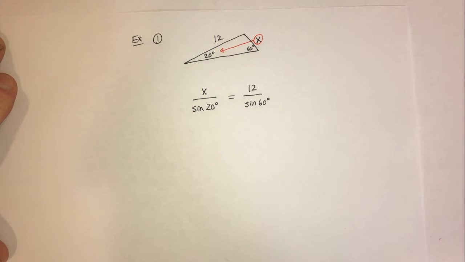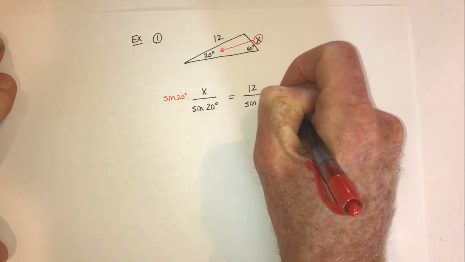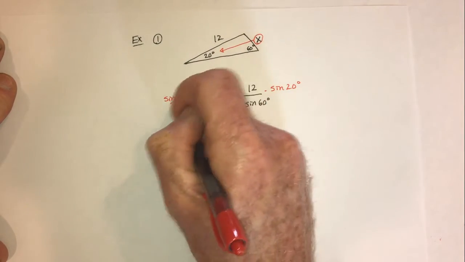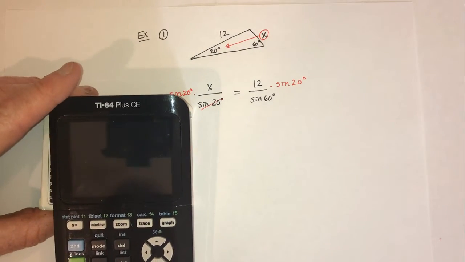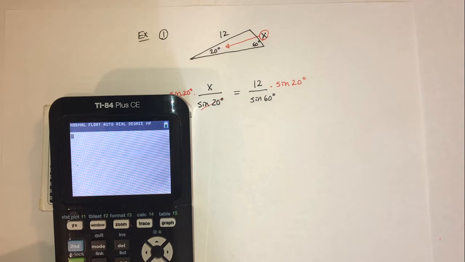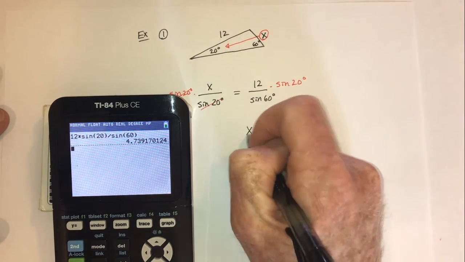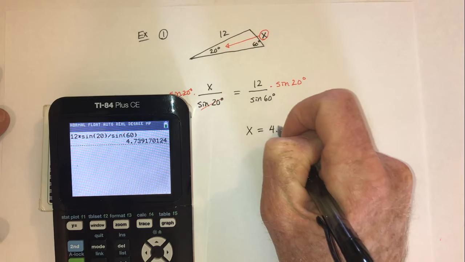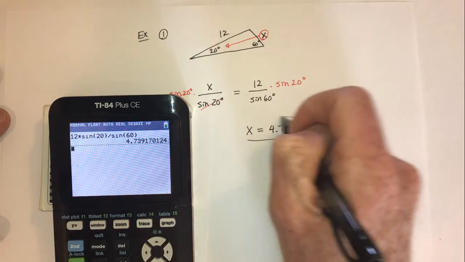Now to solve for x, all I need to do is multiply both sides by sine of 20 degrees. And then these cancel, and then use a calculator. So notice that the calculator's in degrees mode because this is degrees. And then it's 12 times sine of 20. And that gets divided by sine of 60. And the answer is 4.7. Personally, I thought it was going to be a little bit smaller than that, but that's fine. 4.739. There's number 1.